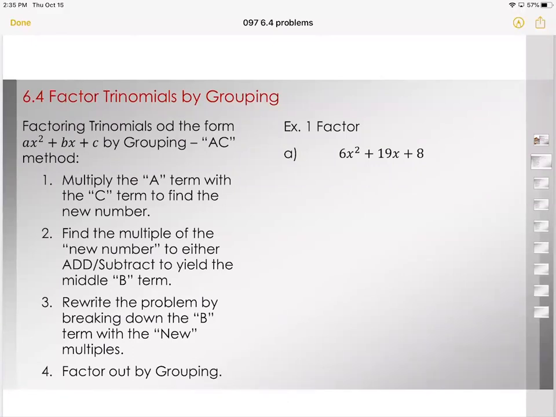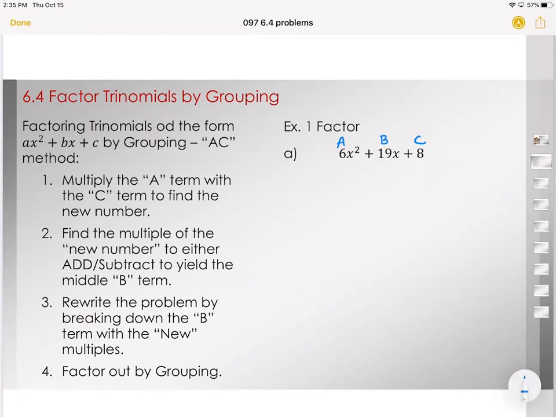And this AC method is a little bit better for me to teach you, because you guys can follow this step by step. Okay, so let's take a look at the steps that I have for you guys. This is the AC method step. So the AC method tells you this. If you look at the problem, this is my A, this is my B, and this is my C.